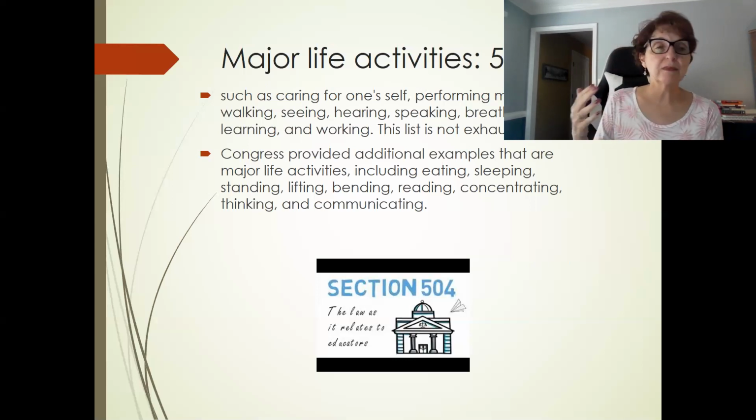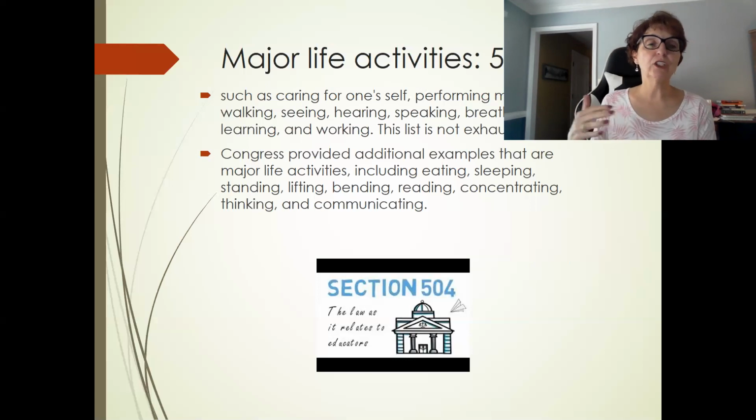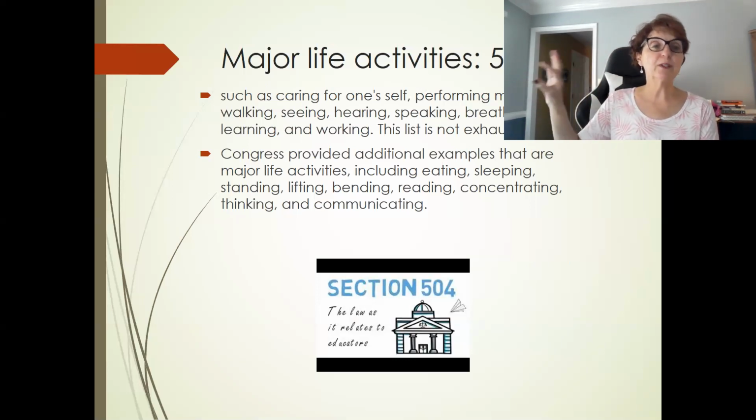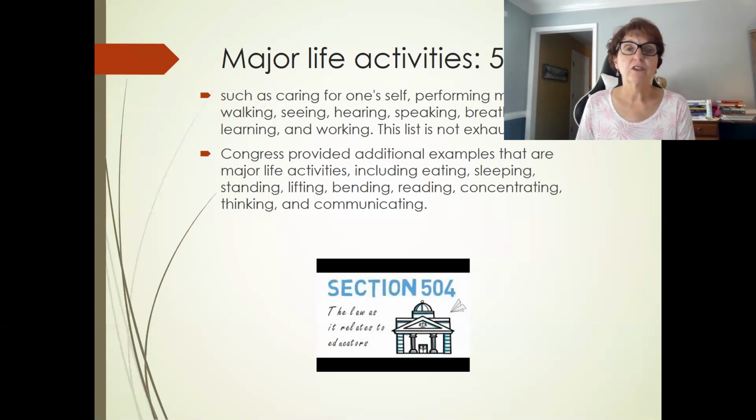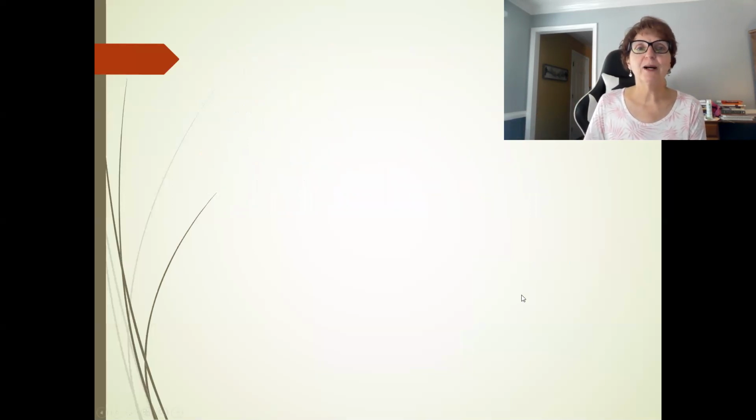So Congress has many, many more examples, and you can go to the Rehabilitation Act of 1973, look up Section 504, but it goes into adulthood. Even reproduction is protected under 504, so that you do have to receive assistance in the workplace for fertility treatments, let's say, but that's not really school, but interesting point. Okay, so let's go on.